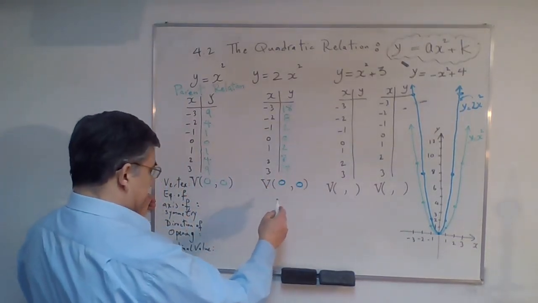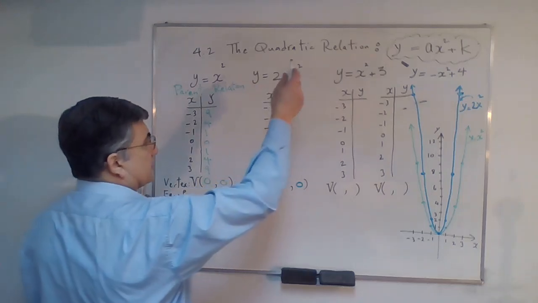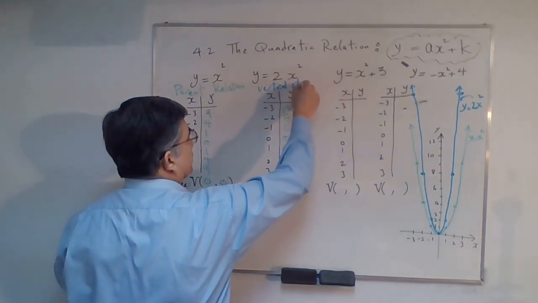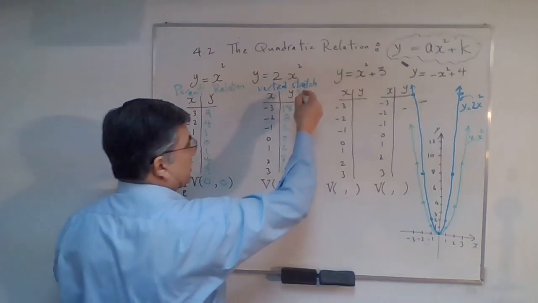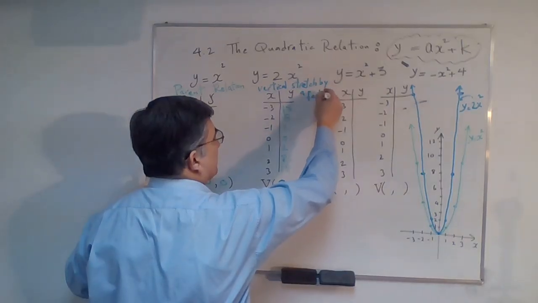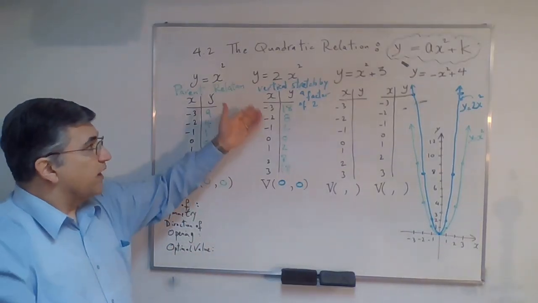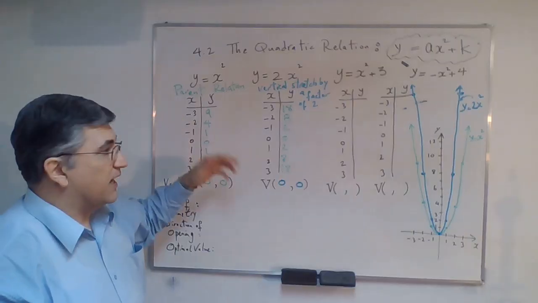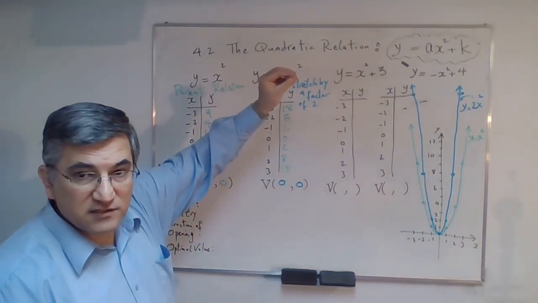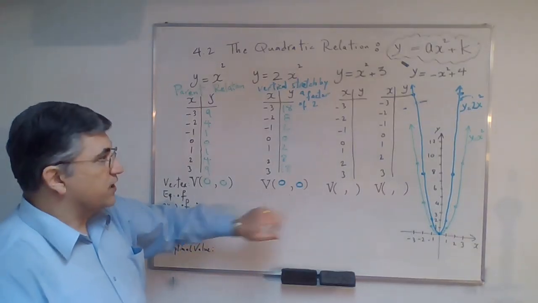So I'm going to call this transformation that has happened here a vertical stretch, or you can use the word expansion, vertical stretch by a factor of 2. That's what has happened here. This is a way that the graph of the original parabola has changed its shape. The graph has become vertically expanded, all right? The vertex, though, didn't change its location.